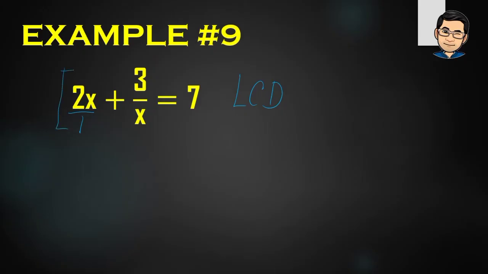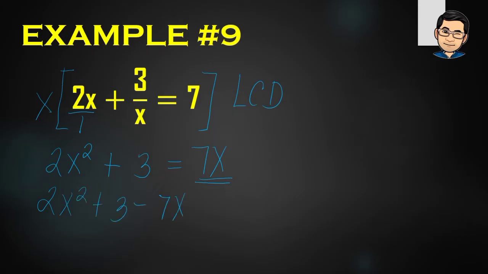And then, yung x na to, imumultiply natin to the whole equation para mawala yung denominator. That is x times 2x, 2x squared, plus x times 3, 3x over x, 3, equals x times 7, 7x. Now, 7x, kailangan natin siyang i-transfer on the left side. So, magma-minus tayo ng 7x. 2x squared plus 3 minus 7x equals 7x minus 7x. So, 7x minus 7x is 0.